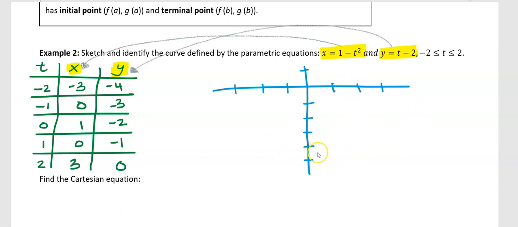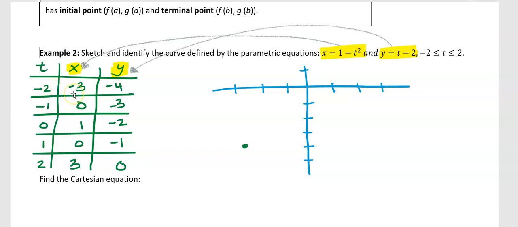So now that I have my coordinate plane drawn, we can plot the ordered pairs. The first one that we're going to plot is -3, -4. So -3, -4 will be the first. Remember, that's my initial point because that was the first t value in the interval given, and this is the ordered pair that resulted from that t value.